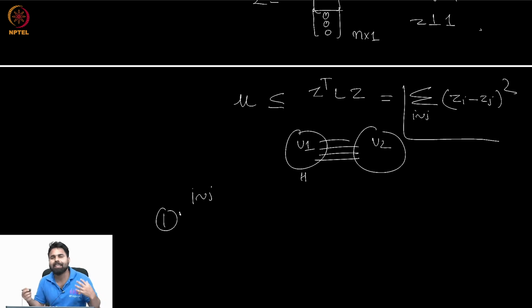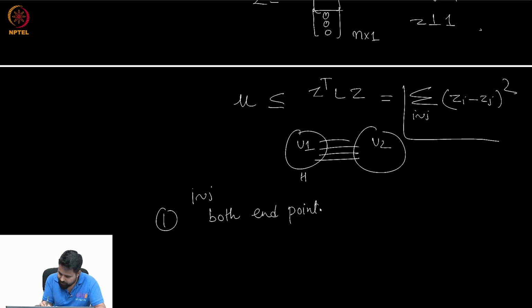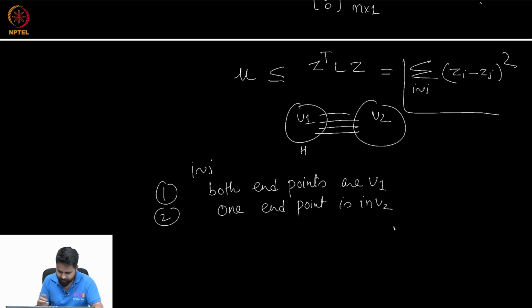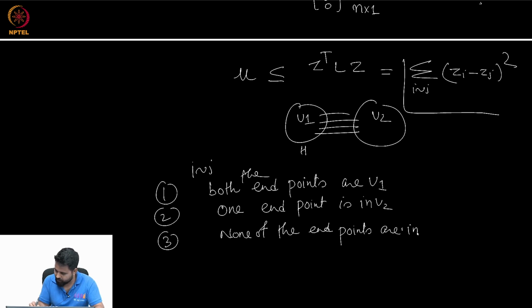All three categories for edges: first, where both endpoints are in v1. Second, one endpoint is in v1 and the other is not. The third is where none of the endpoints are in v1.